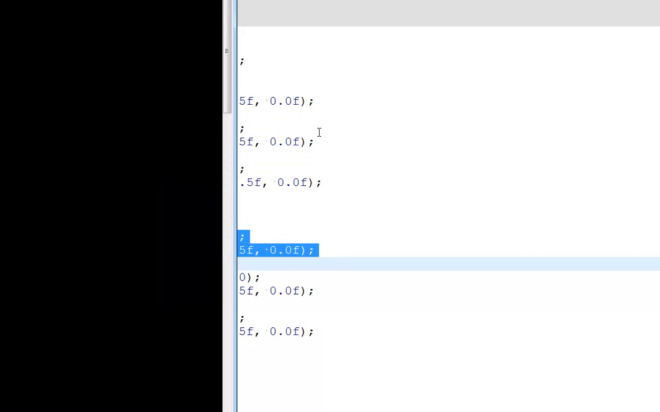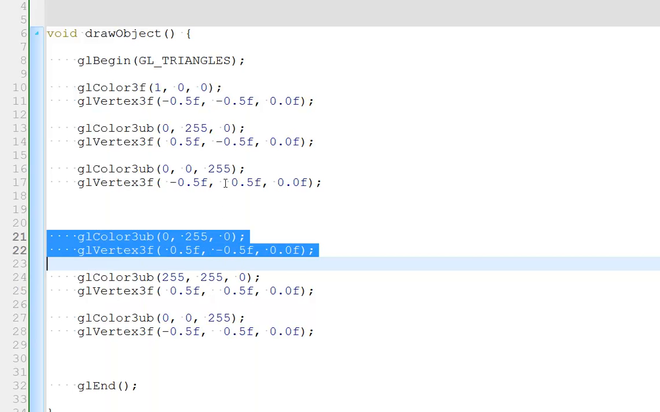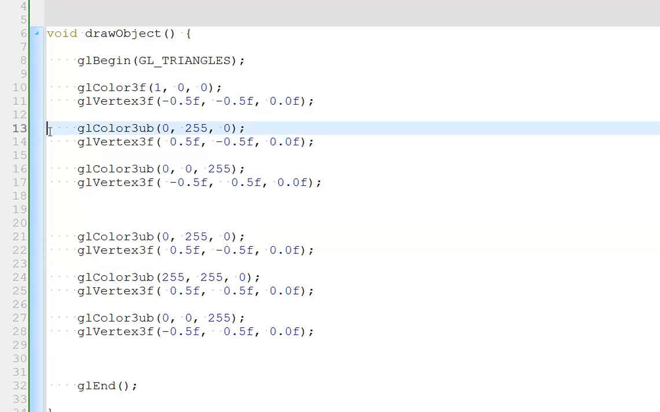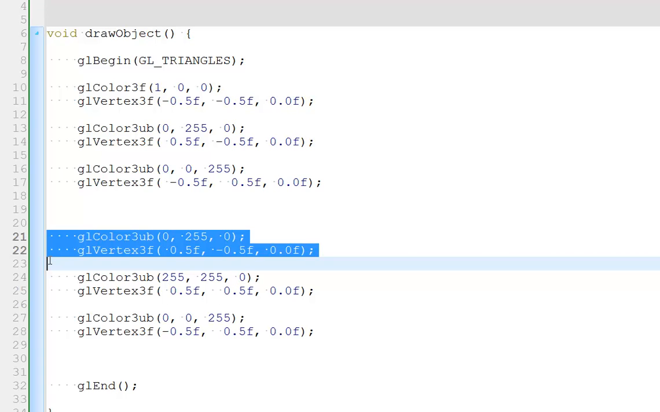But you can see how it can be a bit of a pain in the butt to repeat all of the information for this corner every time I need to use it. So we'll see how to fix that soon.